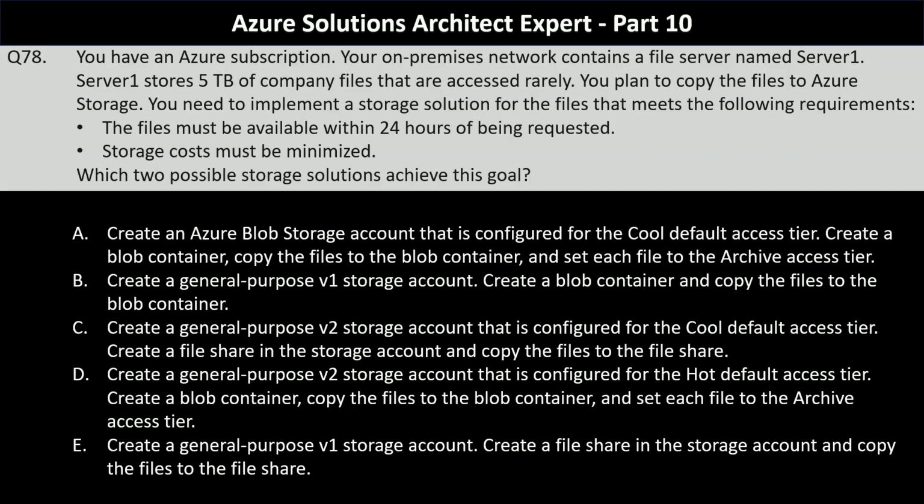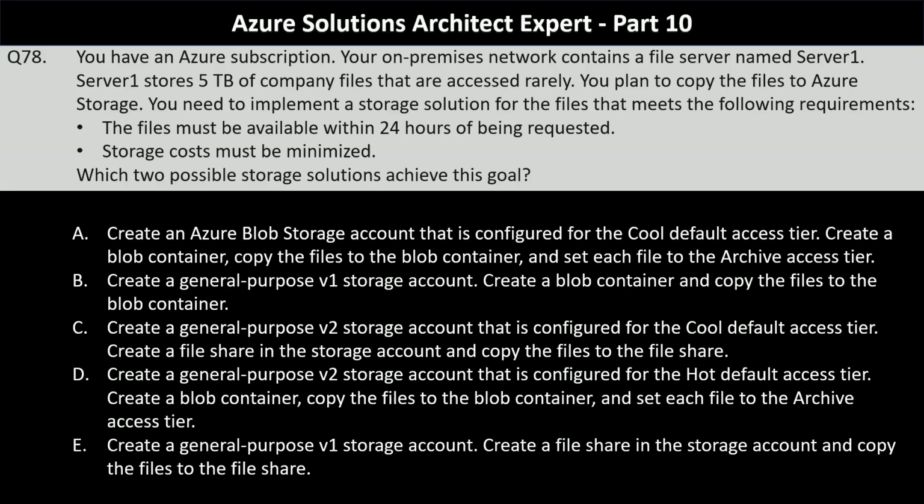Your options are: create an Azure Blob storage account that is configured for the cool access tier, create a blob container, copy the files to the blob container, and set each file to the archive access tier. Second option is create a general purpose V1 storage account, create a blob container and copy the files to the blob container. The third option is create a general purpose V2 storage account that is configured for the cool default access tier. Create a file share in the storage account and copy the files to the file share.